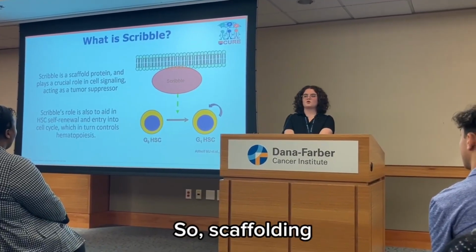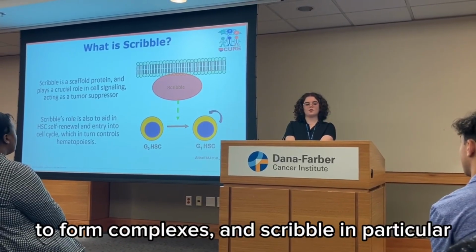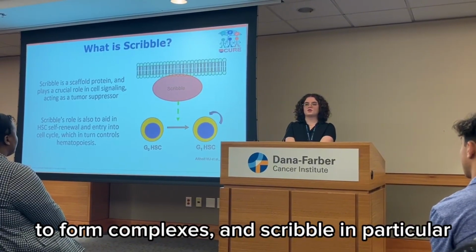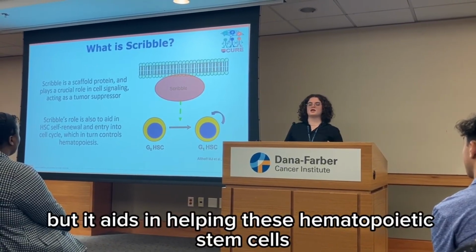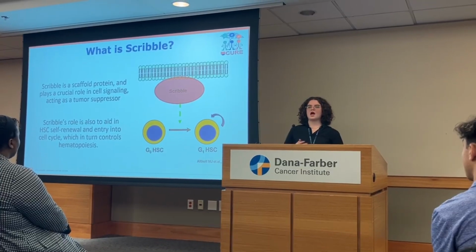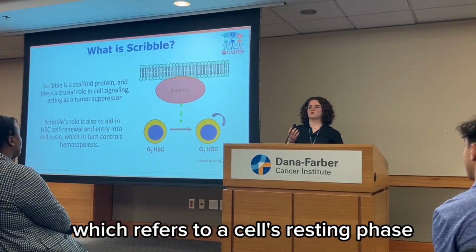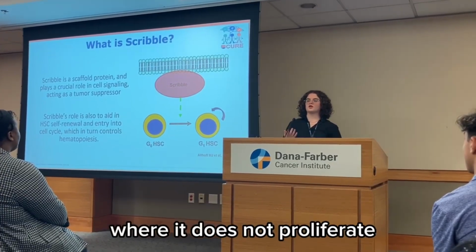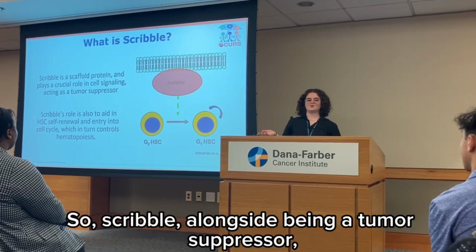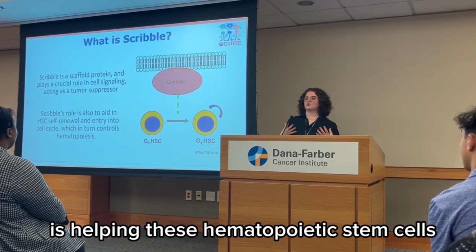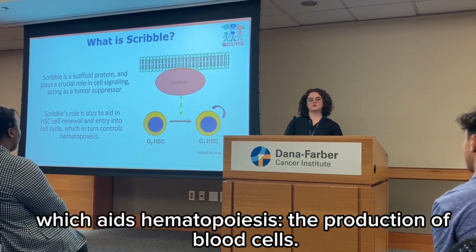Our lab wanted to see if we could stop this from happening, which brings us to the scribble scaffolding protein. So scaffolding proteins interact with different signaling pathways to form complexes. And scribble in particular has many roles, but it aids in helping these hematopoietic stem cells out of their senescent gap 0 phase, which refers to a cell's resting phase, where it does not proliferate and preserves its activity. So scribble, alongside being a tumor suppressor, is helping these hematopoietic stem cells, which aids hematopoiesis, the production of blood cells.